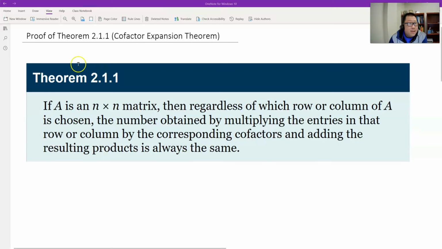In this video, let's prove Theorem 2.1.1, which we call the Cofactor Expansion Theorem. This theorem is fundamental for the definition of determinant. The theorem states that if A is a general n-by-n matrix, then no matter which row or which column you choose to expand by the cofactor expansion, the result is always the same. Okay, that's the proof.